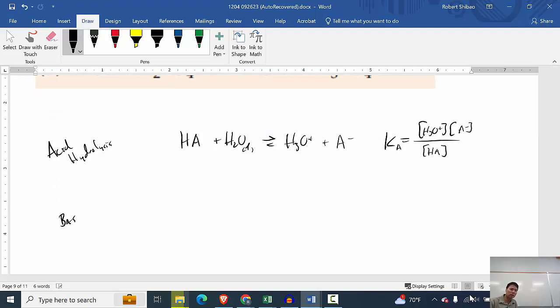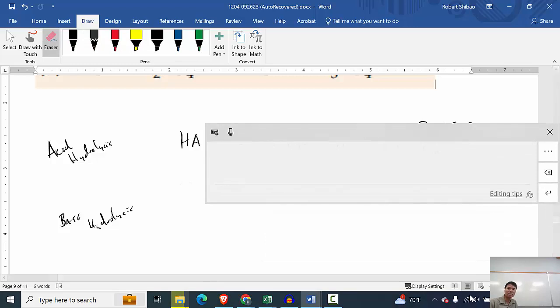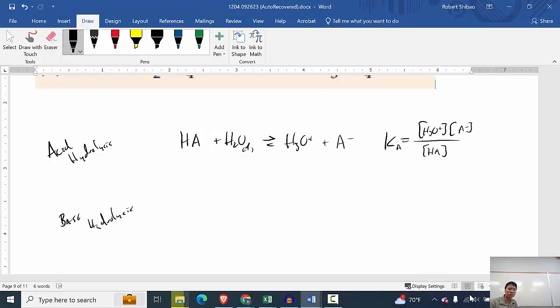Likewise, if we have a base, we're going to have base hydrolysis, like amide did earlier. And the base is going to be A minus. It doesn't have to have a charge. It could be neutral like ammonia, but it could be charged like A minus. And so base hydrolysis is going to look like this. It's going to form HA plus hydroxide. So acid hydrolysis produces hydronium, base hydrolysis produces hydroxide.